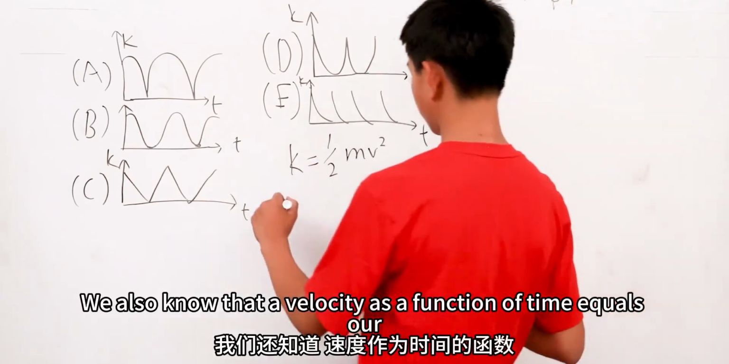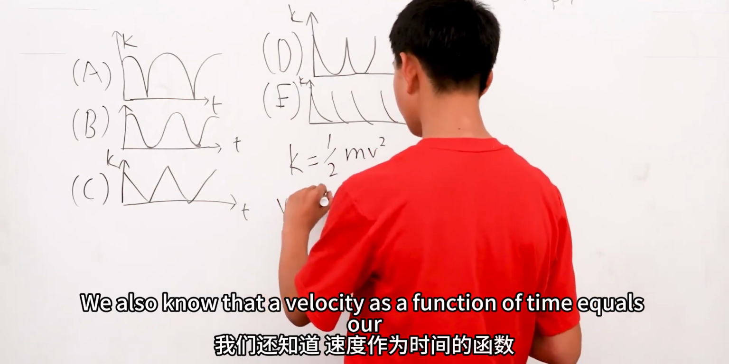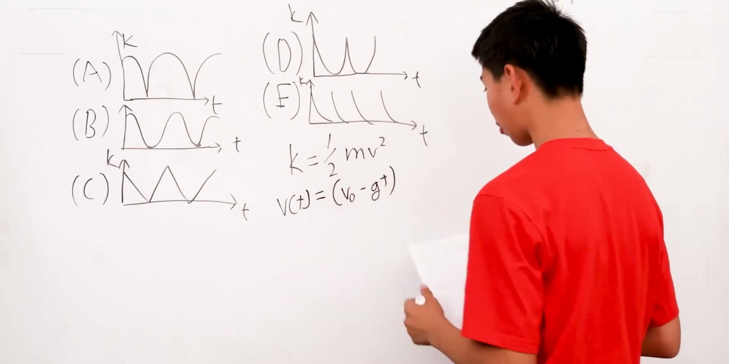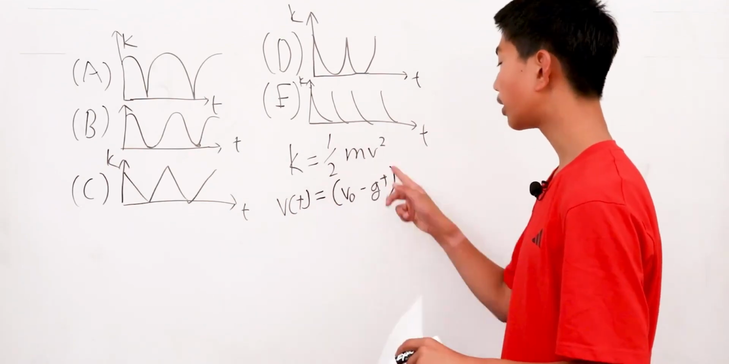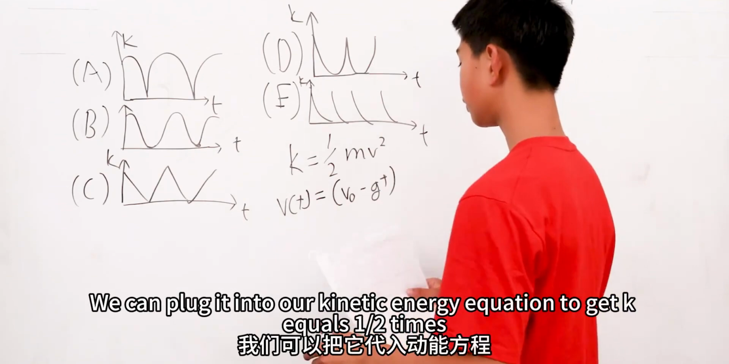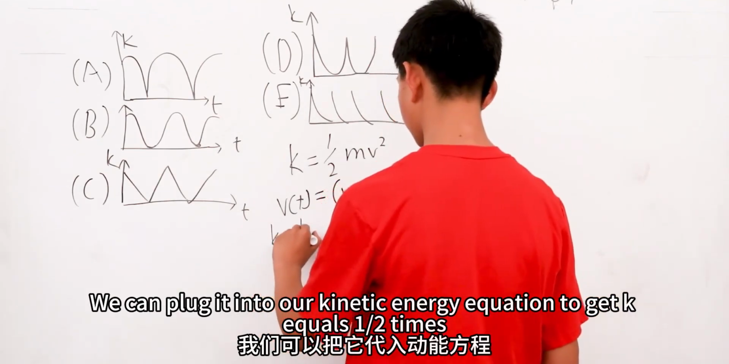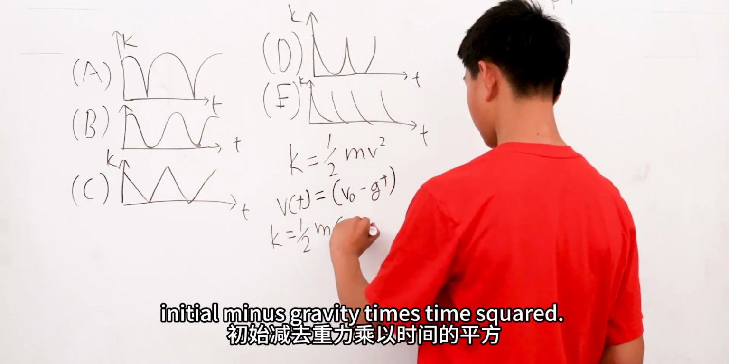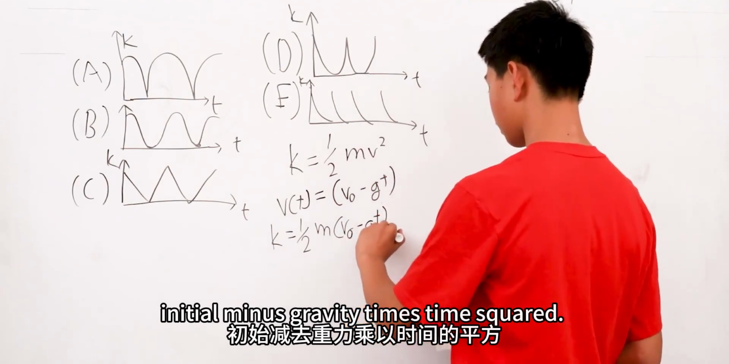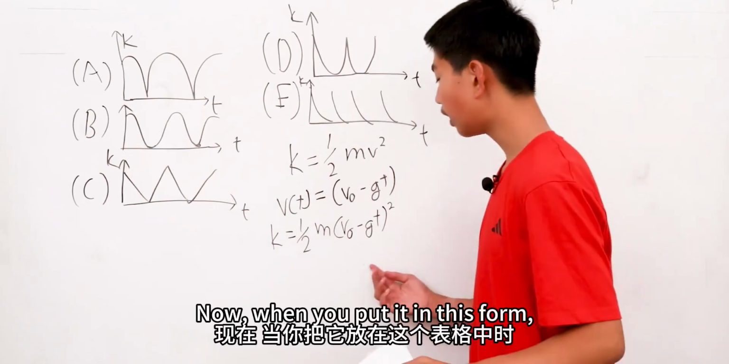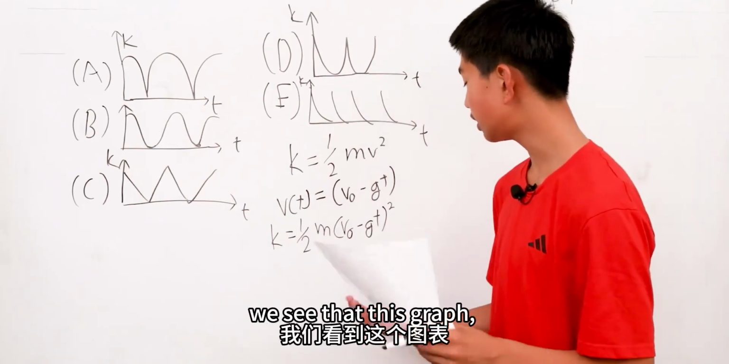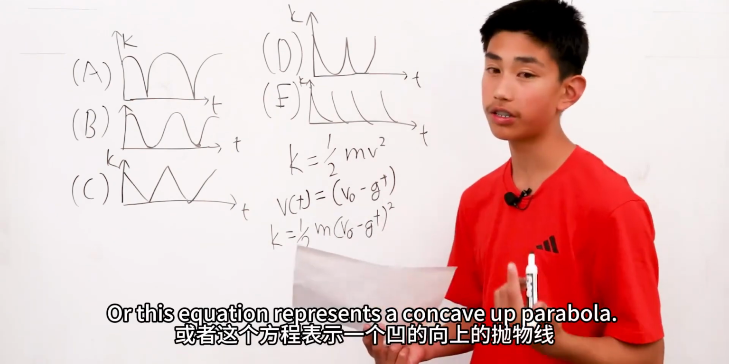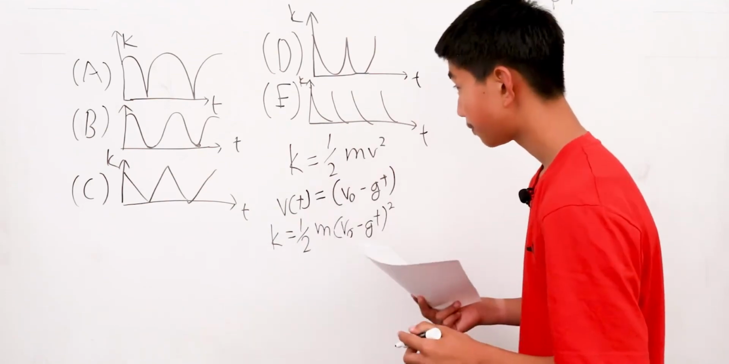We also know that velocity as a function of time equals our initial velocity minus gravity times time. So we have this function of velocity, we can plug it into our kinetic energy equation to get K equals 1/2 times m times (initial velocity minus gravity times time) squared. Now, when you put it in this form, we see that this equation represents a concave up parabola.